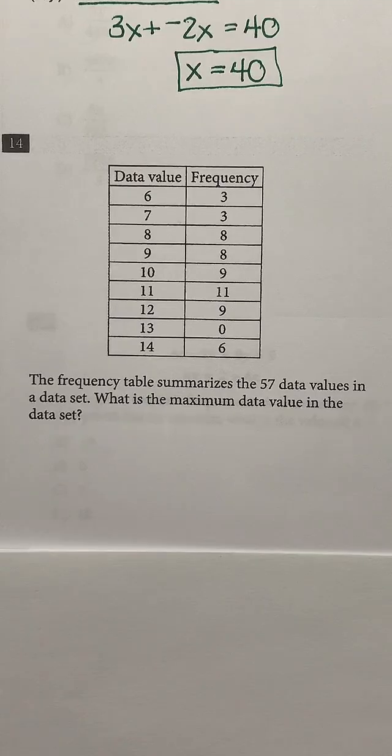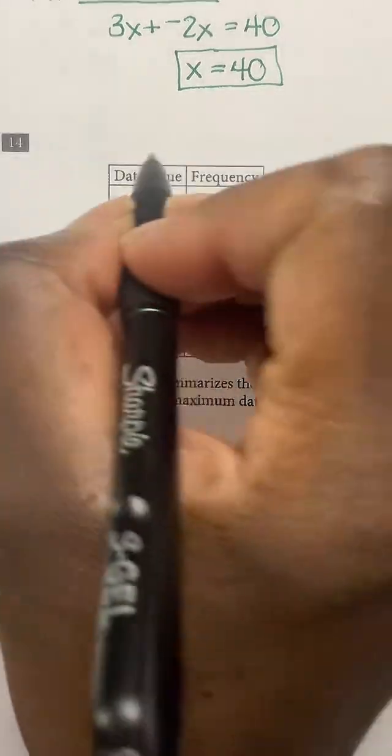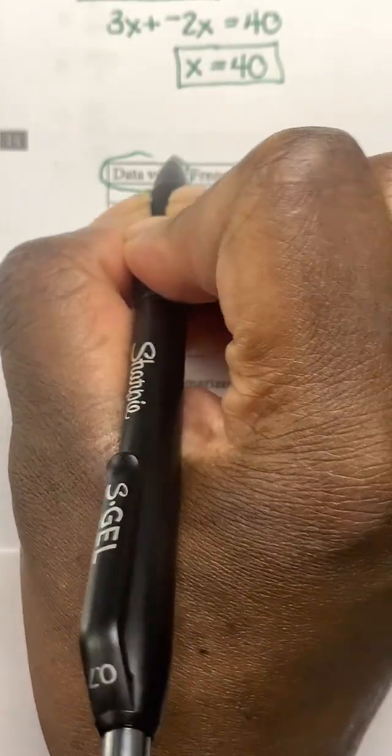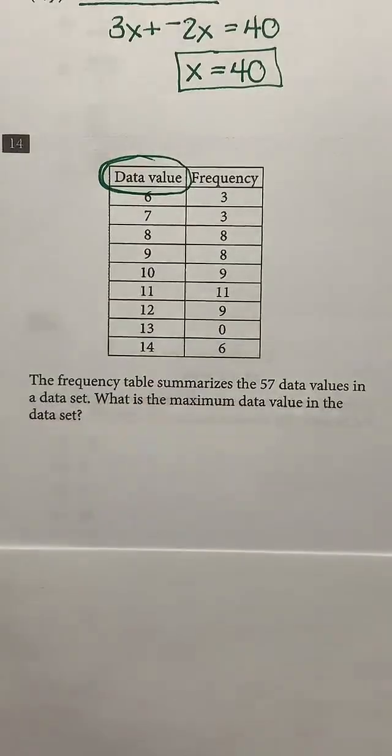How to know the value? It's right here. That might help you guys out a little bit. Okay. So 8 or 11. And they're saying, what's the maximum data value in the data set? Nope. You don't do all of them. Multiply everything? No.